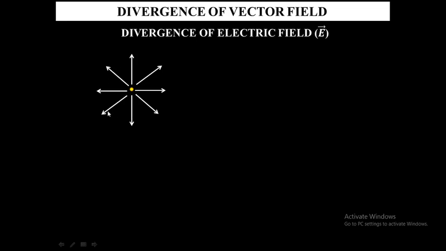This spreading is nothing but the divergence of electric field, and this divergence of electric field can be symbolically or mathematically shown as del dot E vector, and this del dot E vector in this case is always positive. Divergence is always greater than 0 in this case.